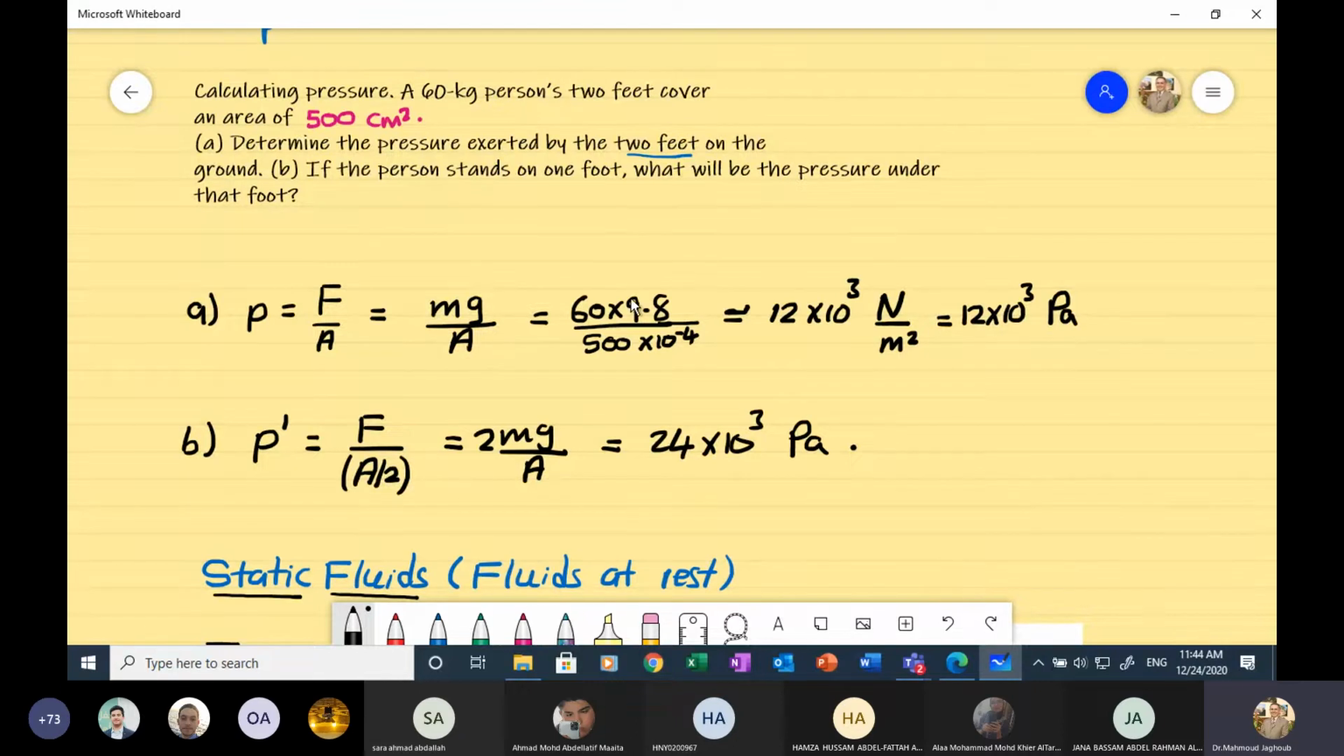Okay, so his weight is 60 multiplied by 9.8, and the area is 500 multiplied by 10 to the minus 4. Where did this 10 to the minus 4 come from? We converted from centimeter squared to meter squared. To get pressure in pascals, you need the force to be in Newton and the area to be in meter squared. And you get 12,000 pascals. So when that 60 kilogram person stands on both feet, where his feet have an area of 500 centimeters squared, the pressure that he exerts on the ground is 12,000 pascals.